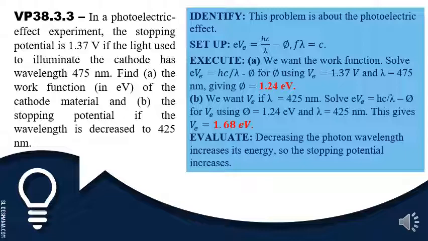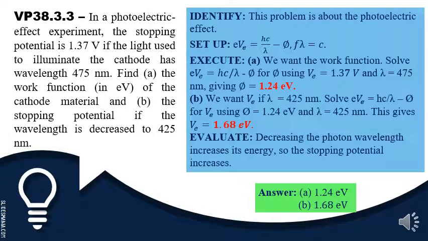So in the evaluate part, decreasing the photon wavelength increases its energy. So the stopping potential increases. So our final answer for this problem is in letter A 1.24 eV and in letter B 1.68 eV.